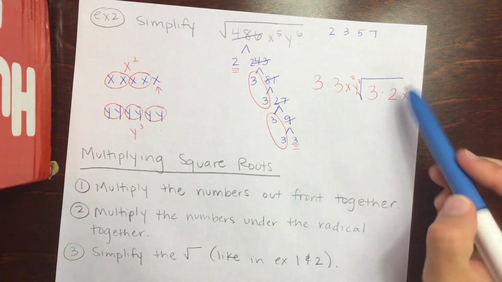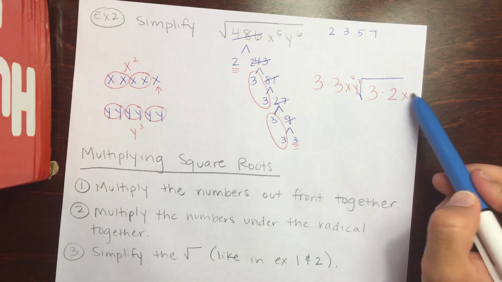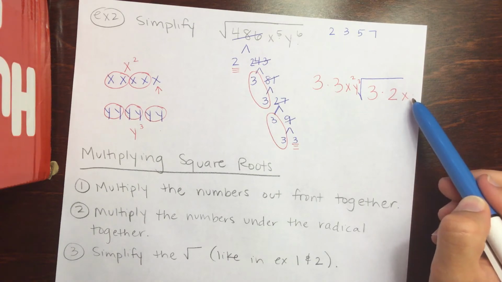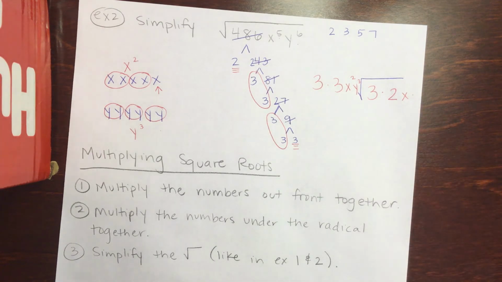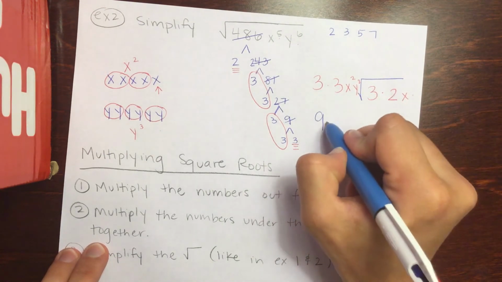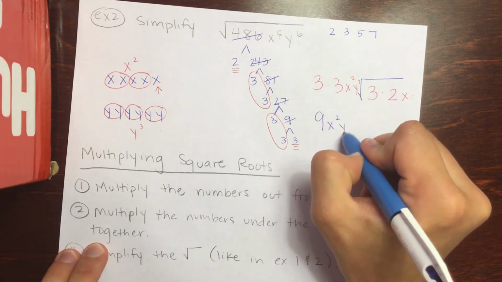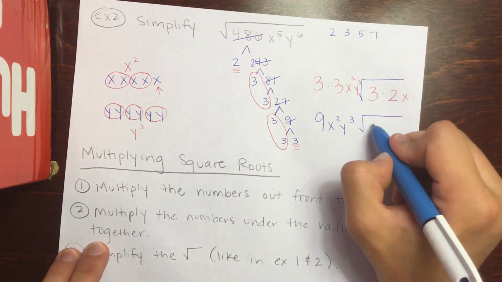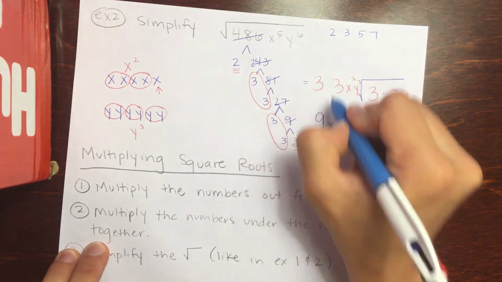For these problems, you should not end up with an exponent on any variable underneath your square root. If there's an exponent there, you did not fully break it down. So, final answer, multiply everything together. 3 times 3 is 9x squared y cubed. Underneath, 3 times 2 is 6x.